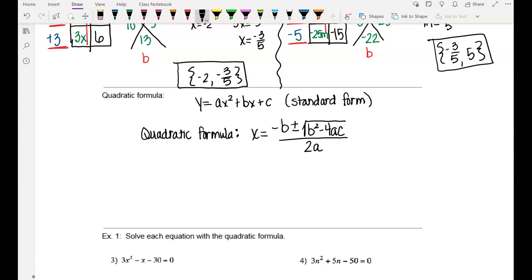Now, part of this formula should already look familiar. This b squared minus 4ac that's under the radical sign here, this is the discriminant. We worked with that last week to determine how many real solutions a function has.